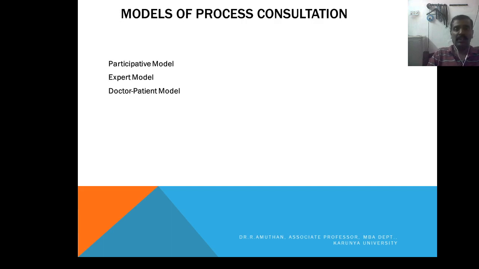Fine. So, the models. Which are the models? There are three models available. One is the participating model, the second is the expert model, and the third is the doctor-patient model.